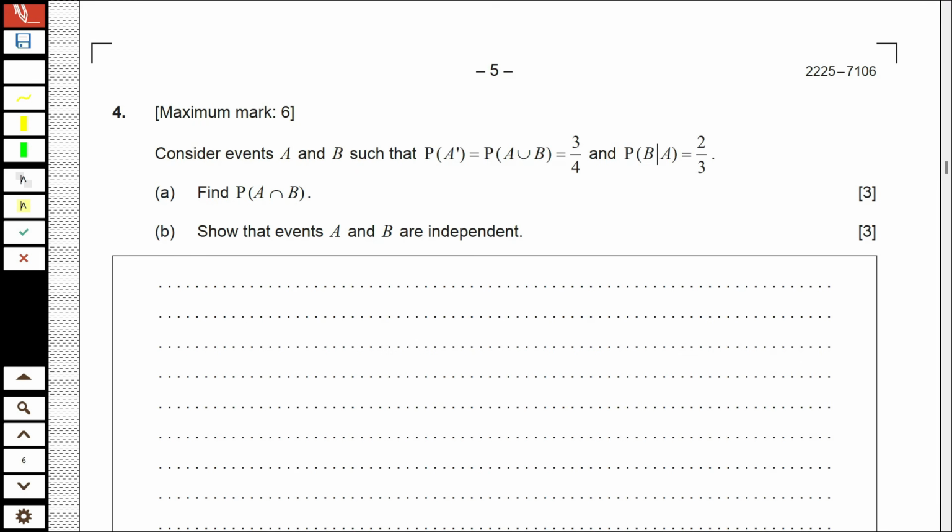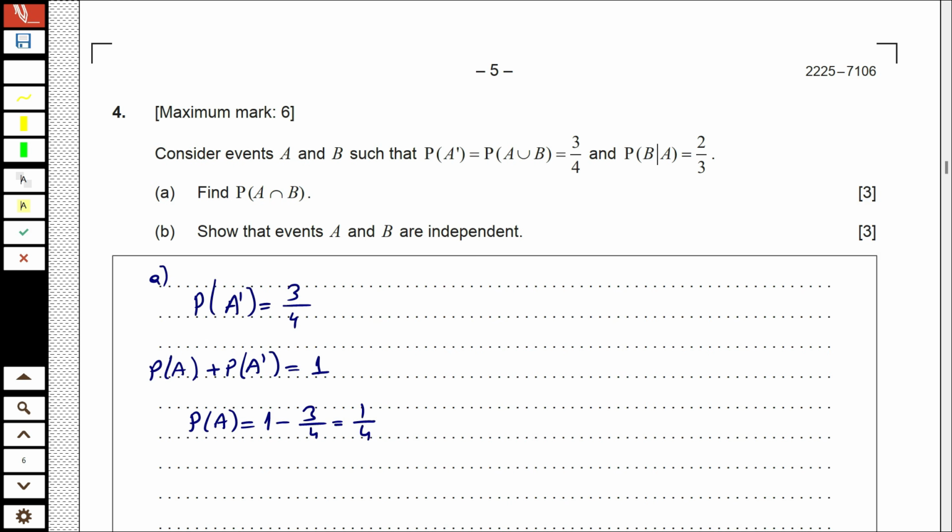Yeah. Question 4. Consider events A and B such that probability of the complement of A equals probability of A union B, which is A or B, equals 3 over 4, and probability of B given A equals 2 over 3. Find probability of A and B. So I know that probability of the complement of A is 3 over 4. And let's remember this formula: probability of A plus probability of the complement of A will be 1, right? From here, you can write that probability of A is 1 minus 3 over 4. Yeah, I will use this number.